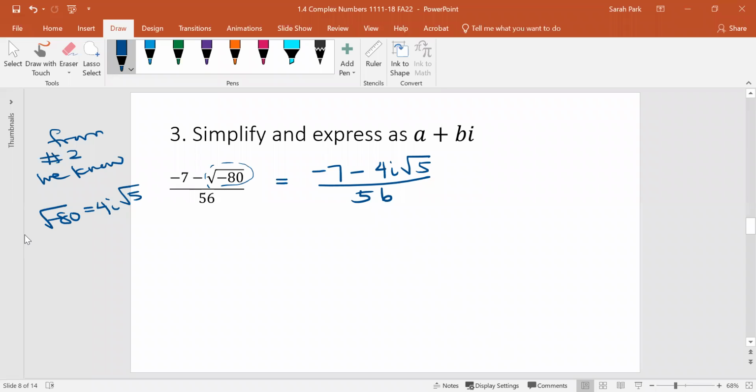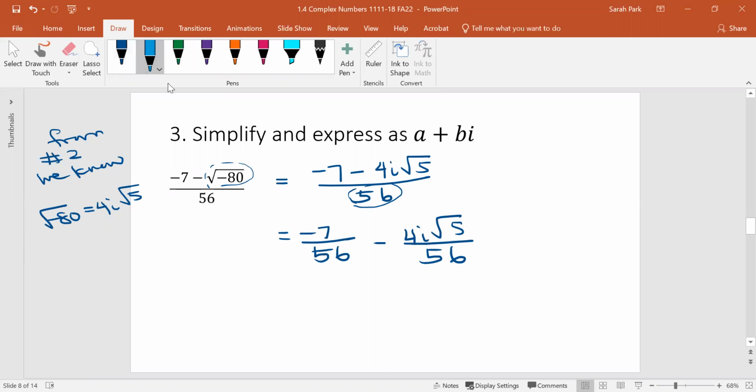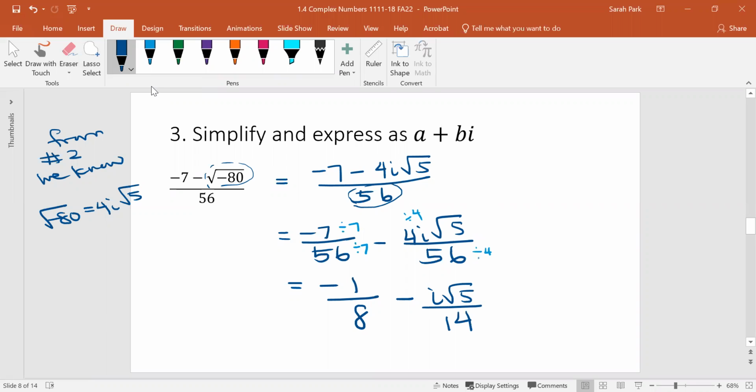Now what we're going to do is split it up into 2 parts. So write this as -7 over 56 minus 4i root 5 over 56. This is something you can do with fractions when you have a common denominator. You can split it up into 2 separate fractions. We know -7 over 56. We can simplify that by dividing out a 7 from both the numerator and the denominator, which gives us -1 over 8. Minus, let's see if we can divide both by 4. We're dividing the top by 4 and the bottom by 4. Well, 4 divided by 4 is just 1, so that becomes i root 5. And 56 divided by 4, putting it in the calculator, we get 14. And so this is the standard form right here: -1 over 8 minus i root 5 over 14.